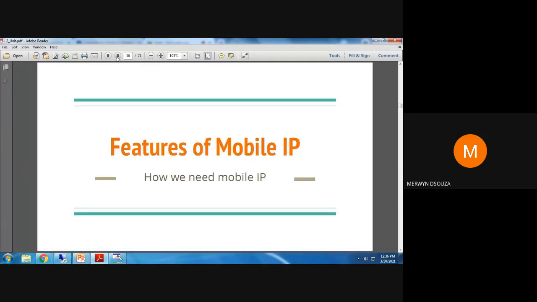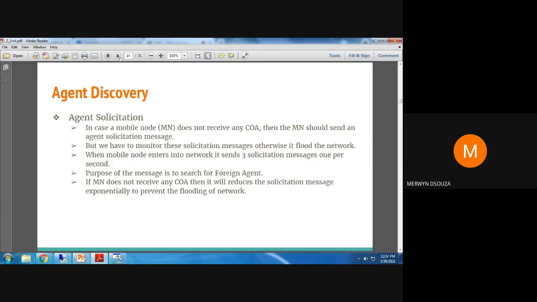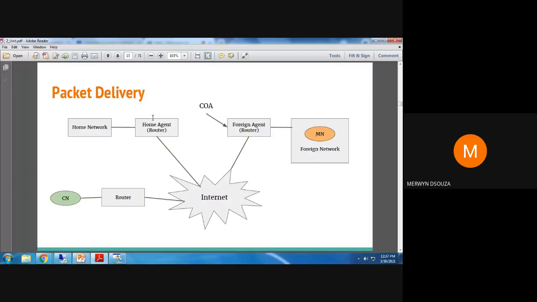Then the next question that is asked is features of mobile IP. So there are basically 4 features. So we just go to them. It's pretty simple. So the first feature that is required in mobile IP. Like we have discussed, what is mobile IP? Mobile IP means your mobile node is allowed to move across networks without losing connection.